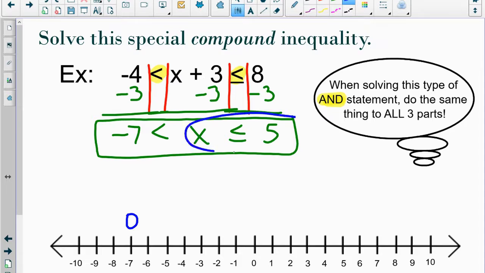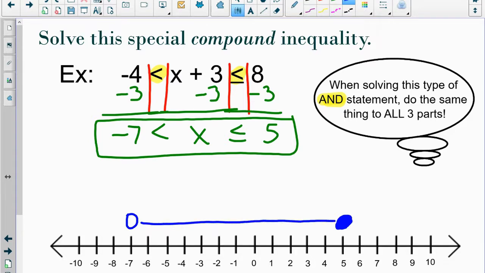Now on the other side, we have that x is less than or equal to 5. For that, we draw a closed circle at 5. Draw a circle, fill it in. And just like we saw in the last one with that and statement, it's going to overlap in the middle.